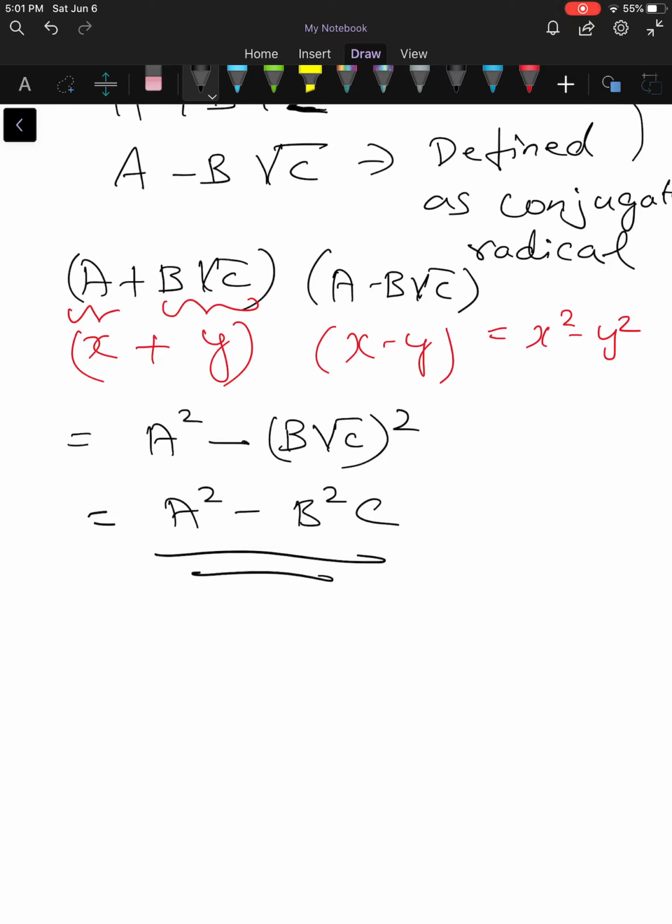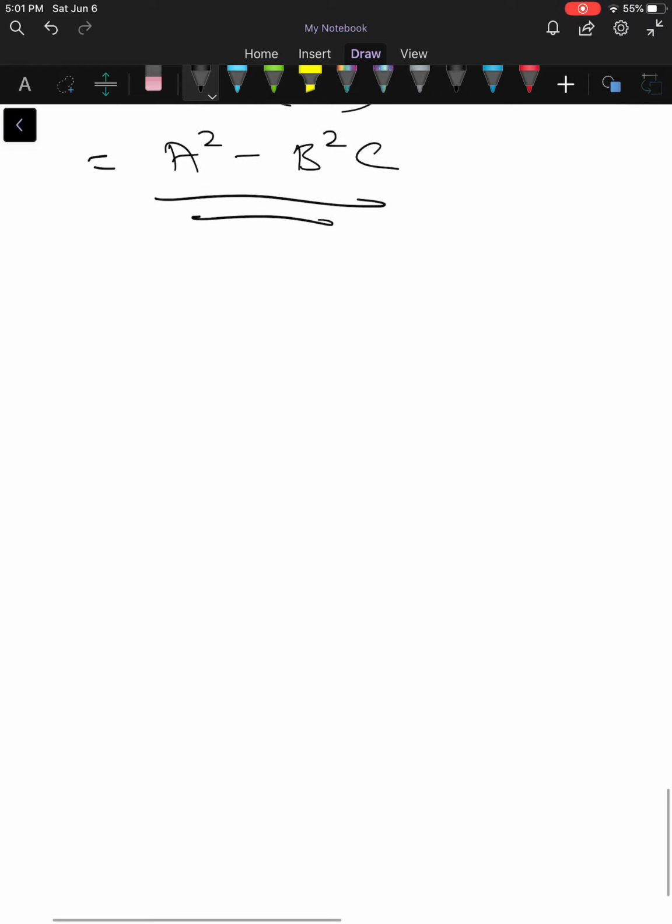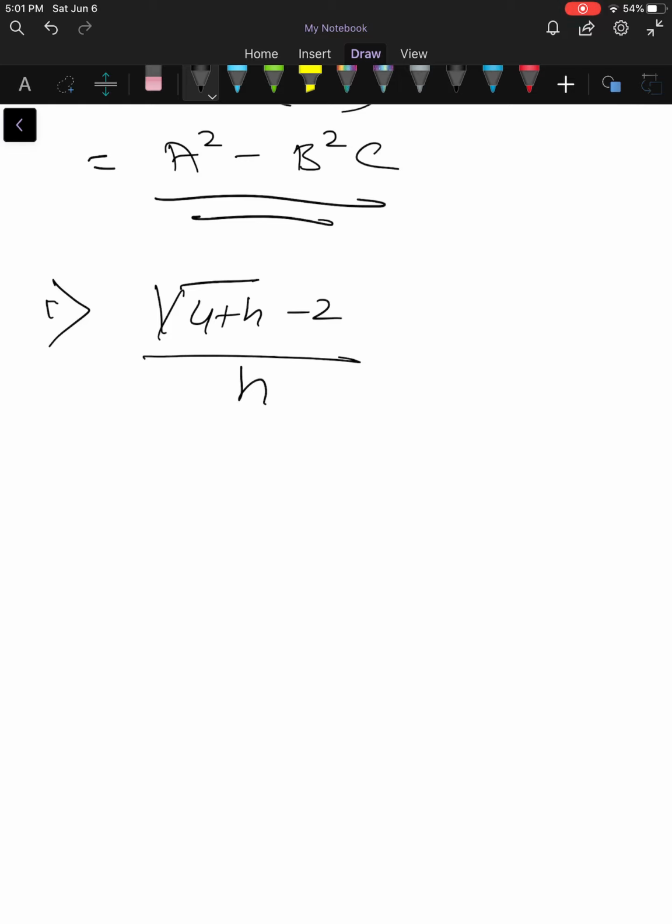If such an expression is in the numerator or the denominator, follow the method that I taught you now, that is multiplying an expression with its conjugate radical. You will be rationalizing it. So let us do an example. First one, square root of 4 plus h minus 2 divided by h. Here the expression with radicals is in the numerator, so I should be rationalizing the numerator here.